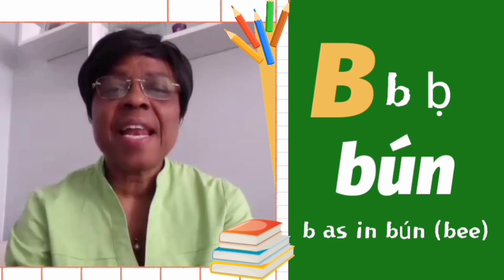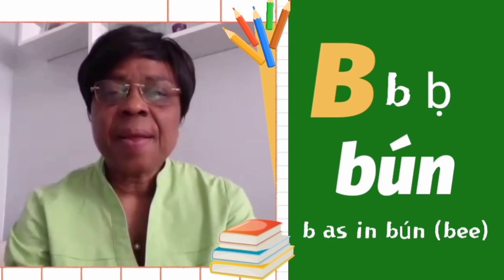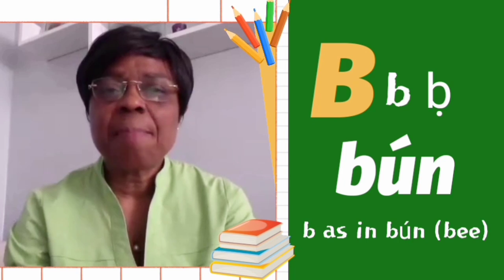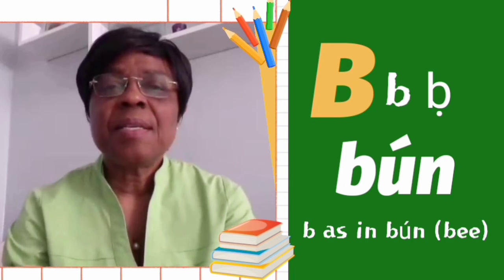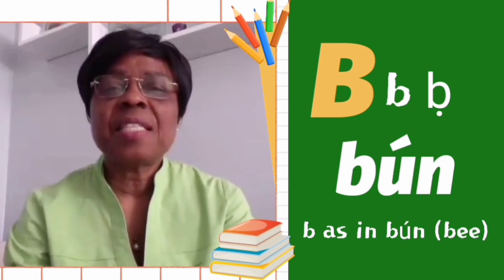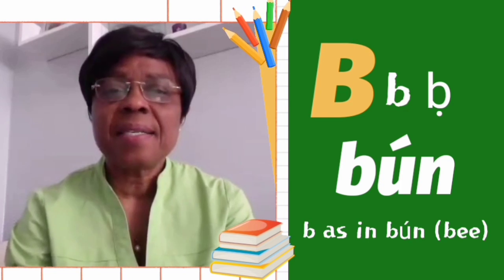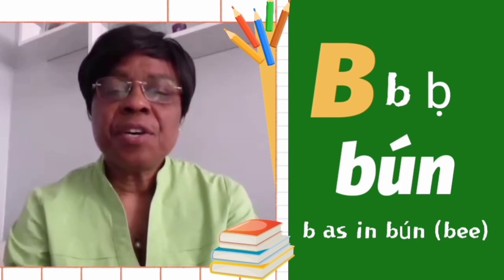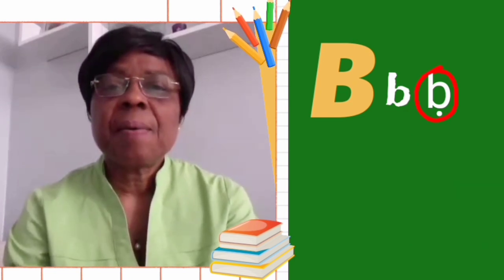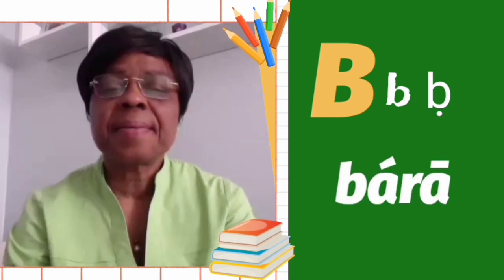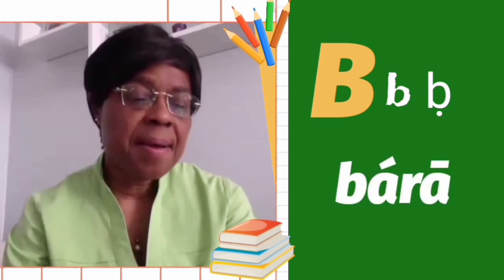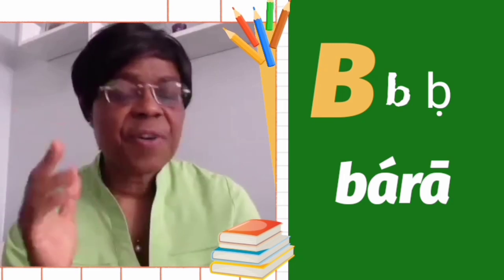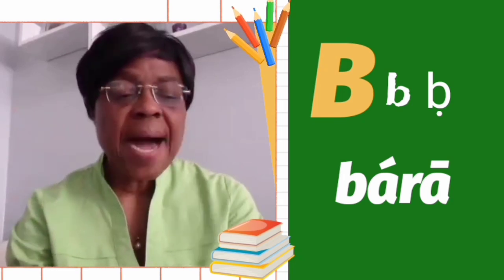The letter N at the end of bon is silent. So it's an N that has a circumflex or a dash above it, denoting that it is a silent N. The B with a dot. An example of that is bara. Bara is the word for hand.